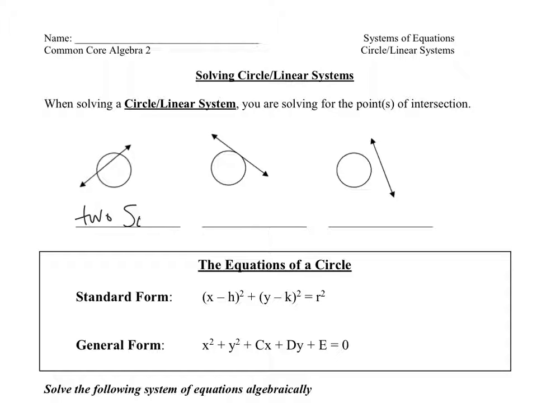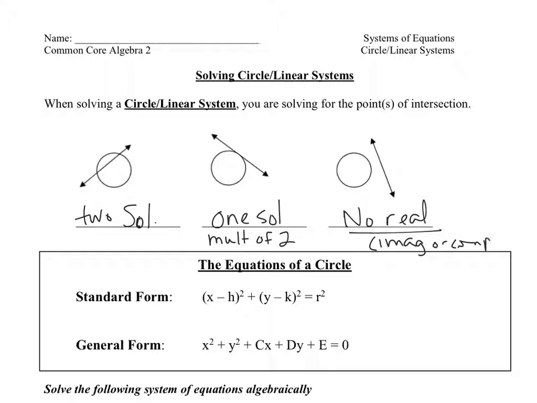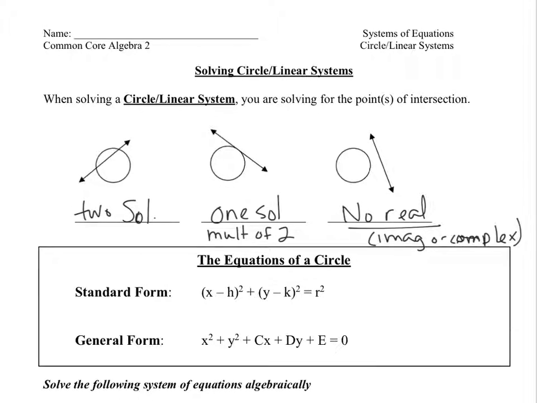You know what I'm trying to say. So, two solutions. It could have one solution, or it could have no real solution. And the same basic things occur. This is technically one solution with a multiplicity of 2. And no real means it's either imaginary or complex. Imaginary just means there's an i, and complex means that there's a real number and an i.